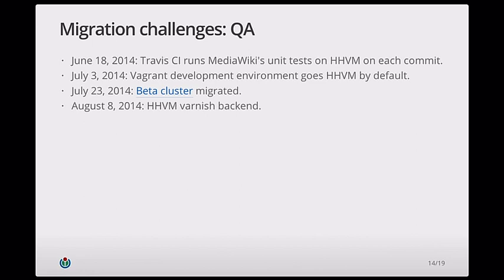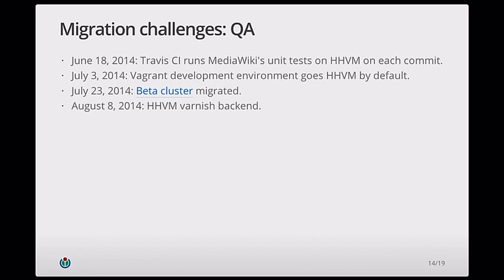By June, we were running MediaWiki's tests on each commit using Travis CI. By July, we made the somewhat drastic decision to switch the Vagrant development environment that's used by most of our developers to HHVM by default. By July 23rd, we had the beta cluster migrated.